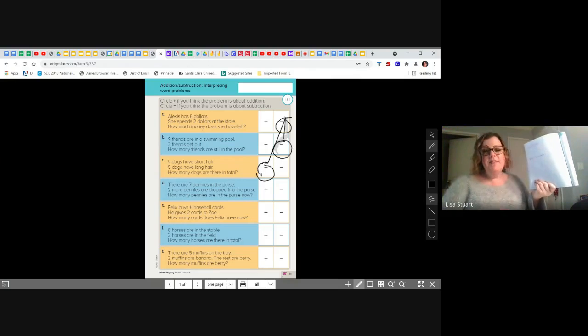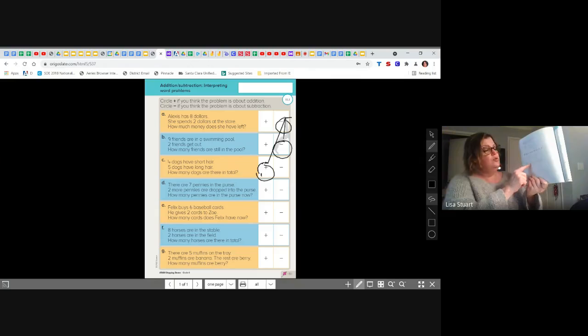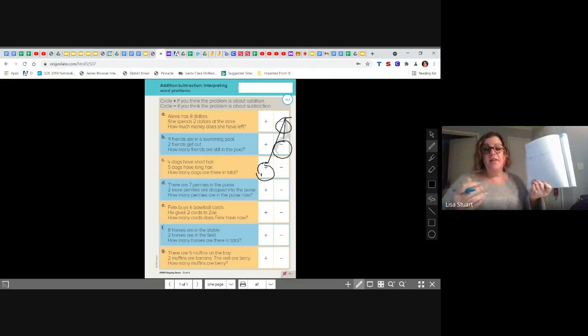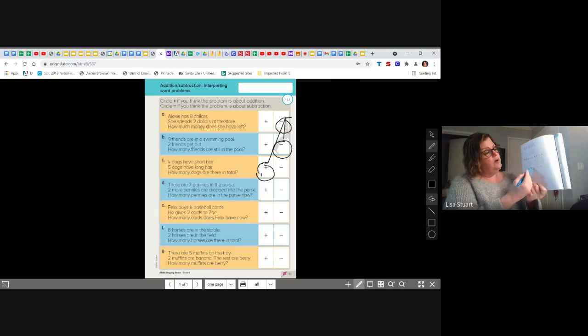And I'm going to make this into an equation. 1, 2, 3, 4 dogs with short hair plus 1, 2, 3, 4, 5 dogs with long hair. And let's count all of them together to see how many dogs are in total. 1, 2, 3, 4, 5, 6, 7, 8, 9. So now I know that there are 9 dogs all together in total. Let's look at box D.